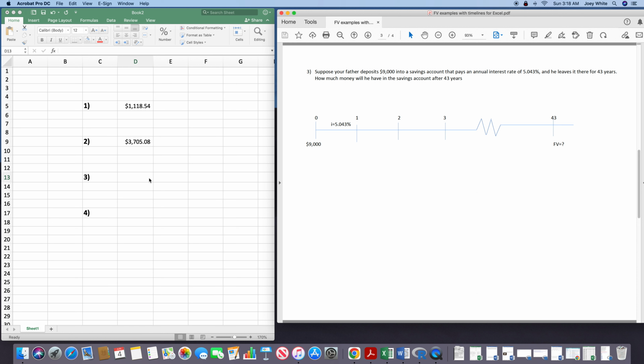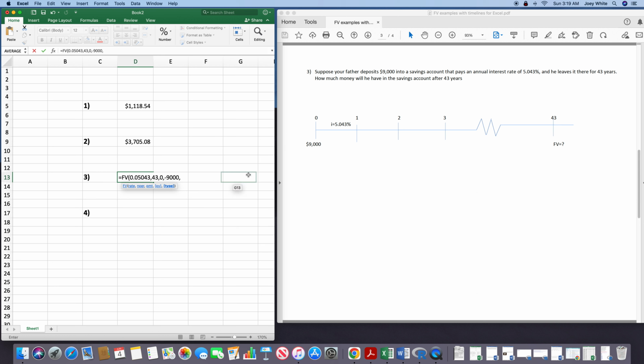So we go back to Excel, and we put equal sign, FV, open a parentheses. Our rate is 5.043%, or because it has to be in decimal form, 0.05043, comma. Number of periods, well, there's 43 years, he's going to leave it in there. PMT, this is a lump sum problem, not an annuity problem, so we need to put just 0. PV, and we'll put negative 9,000 because, of course, that 9,000 is a cash outflow into the savings account. And then comma, we don't have a type. That's not relevant here because it's a lump sum problem.